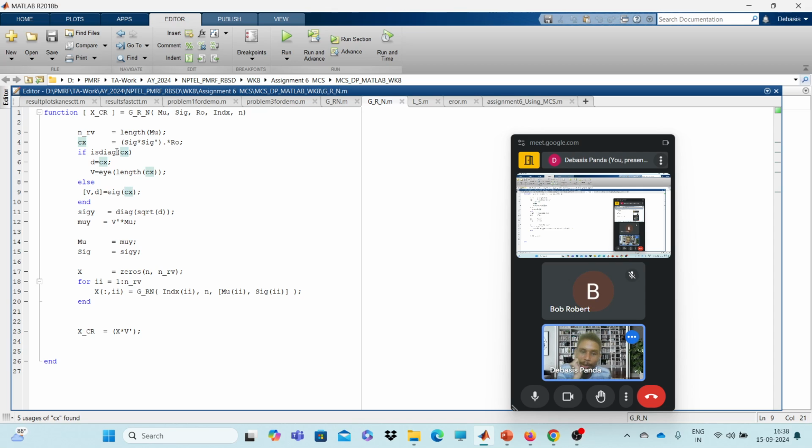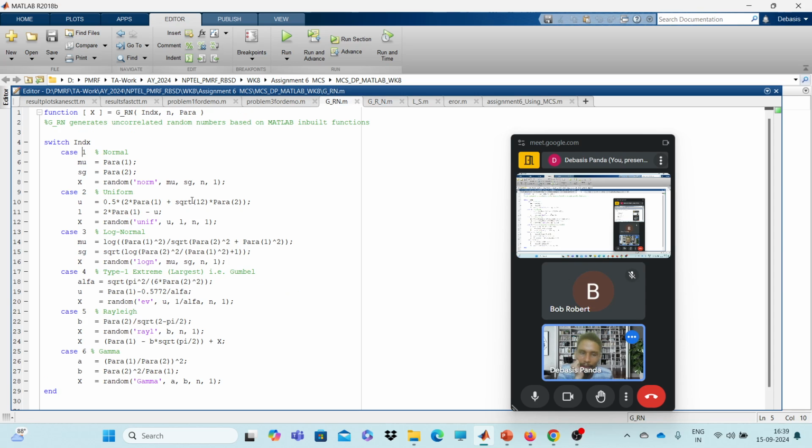First it will check whether the correlation matrix or covariance matrix I have provided is diagonal, that means whether there is any correlation term. If so, it will do the eigen operation, and after the eigen operation it will give me the uncorrelated mu and sigma. Now once we have the uncorrelated mu and sigma, we call the rgn function file, using the index n and uncorrelated mu and sigma. I am supplying the parameters of the random variables that I need to simulate using this technique.